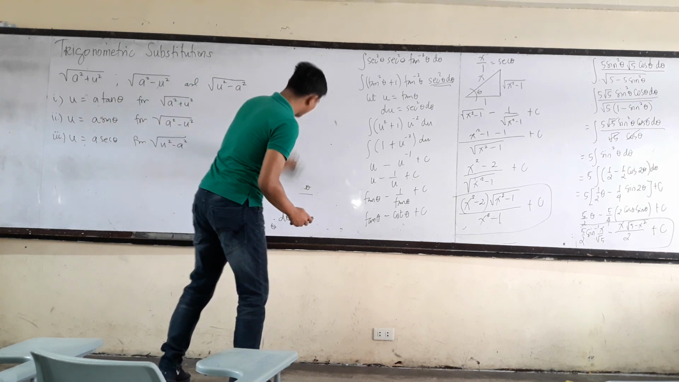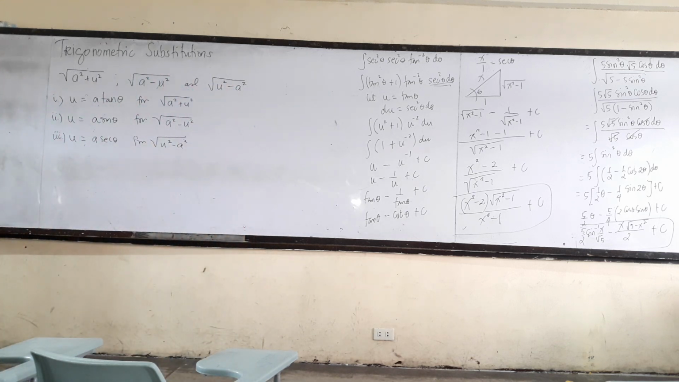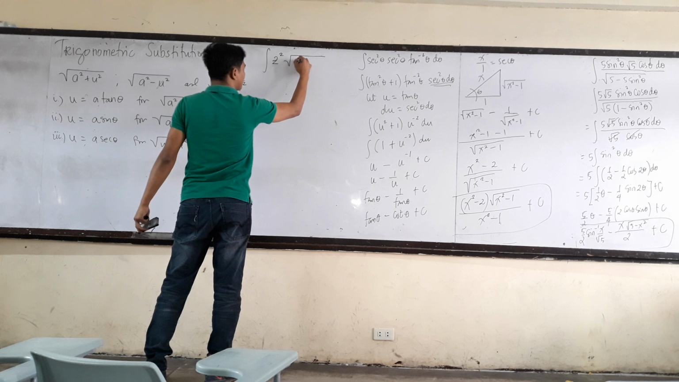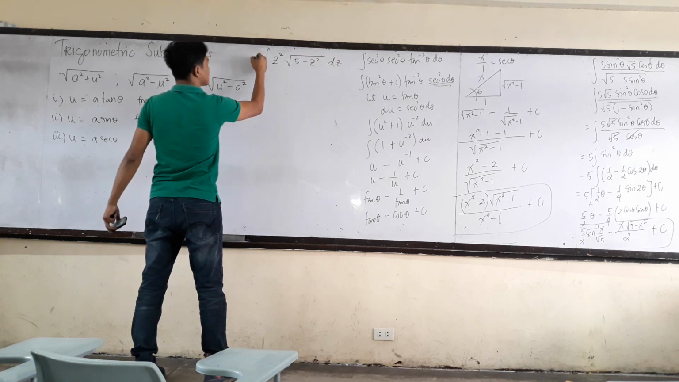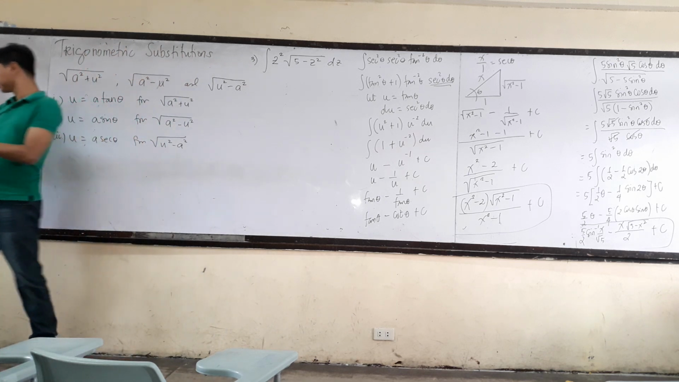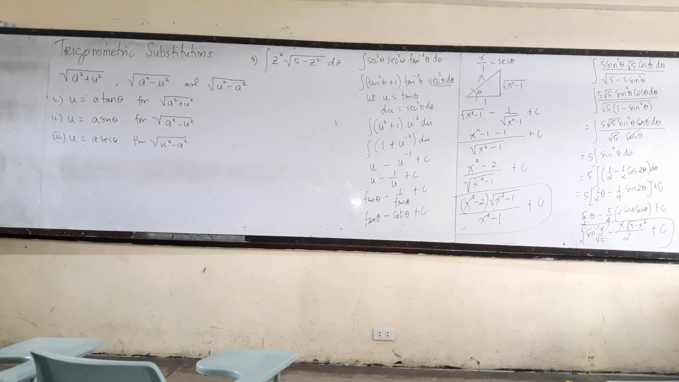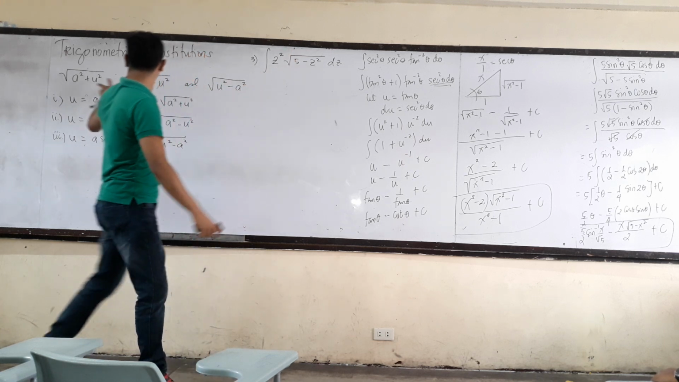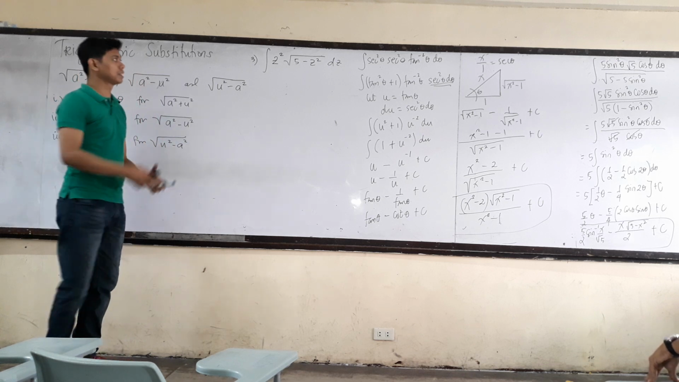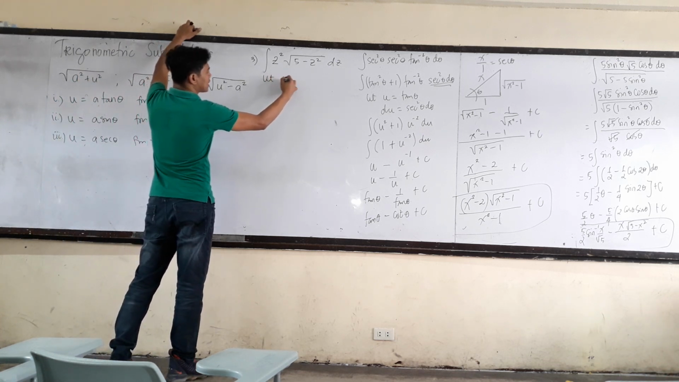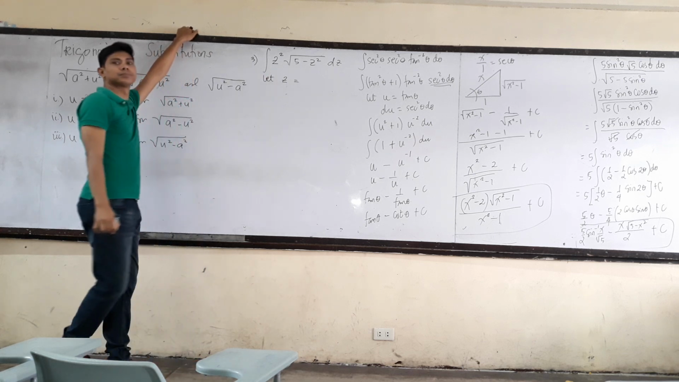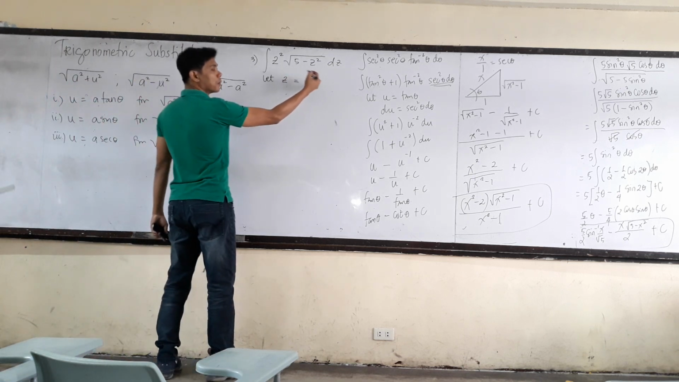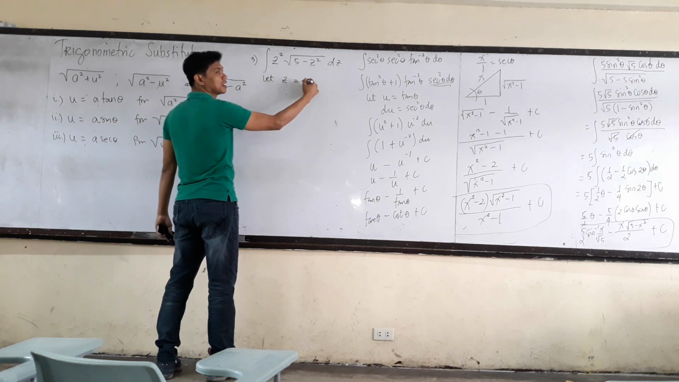Okay, number 3. I'll give you an example with a tangent. Integral of z squared times the square root of 5 minus z squared dz. Where can you find this? It's in the numerator. In previous examples, this form can be found in the denominator. So again, by substitution, we let z equal, you identify which substitution.